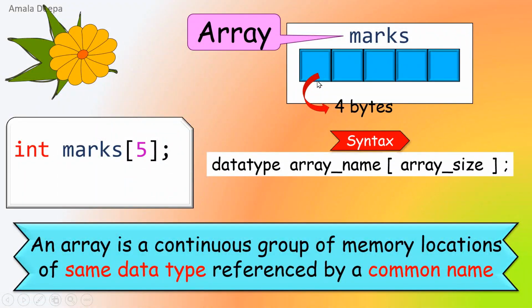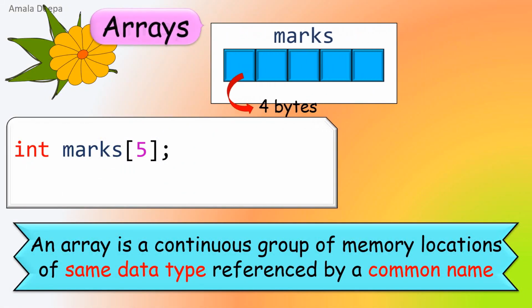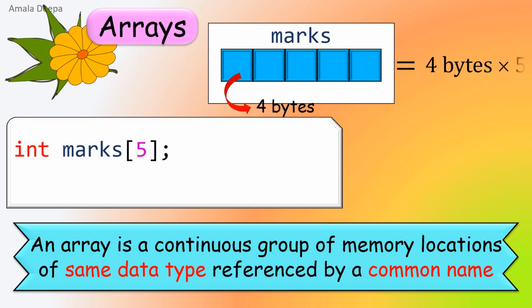The memory allocated for one location of int data type is 4 bytes in Dev C++. The number of bytes allocated for this array marks is calculated as 4 bytes into 5 locations, which is equal to 20 bytes. Next, I will show you how to initialize this array, that is, how to store values in an array.